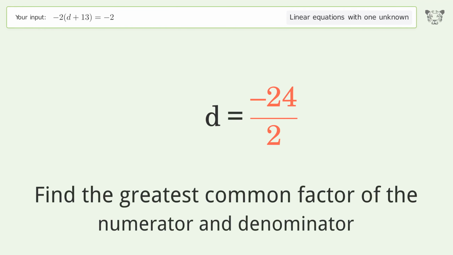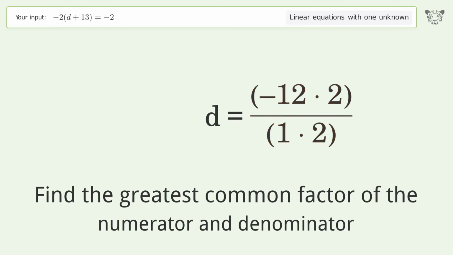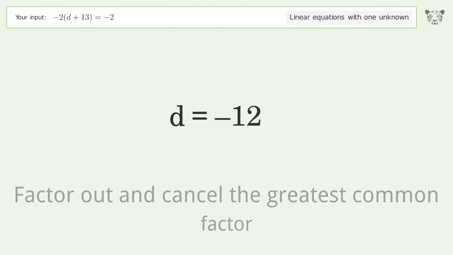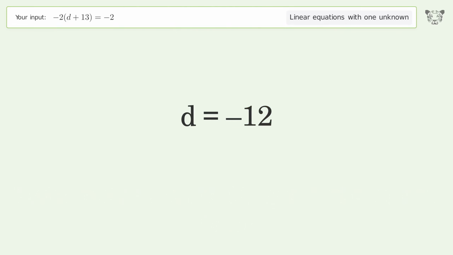Find the greatest common factor of the numerator and denominator. Factor out and cancel the greatest common factor. And so the final result is d equals -12.